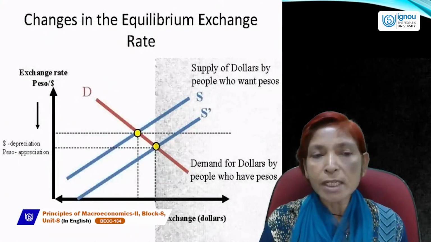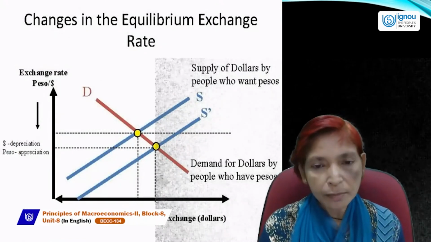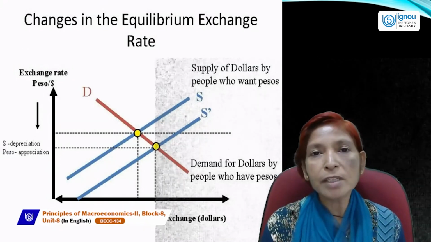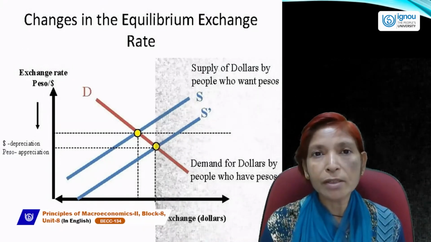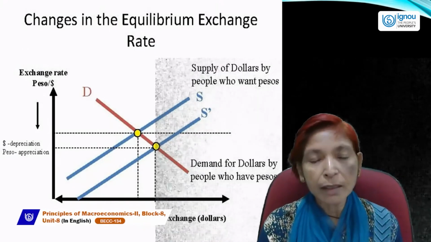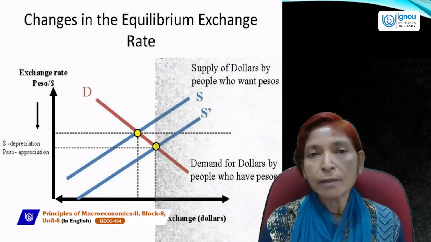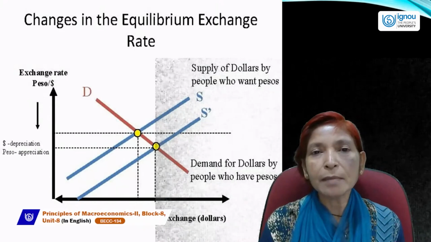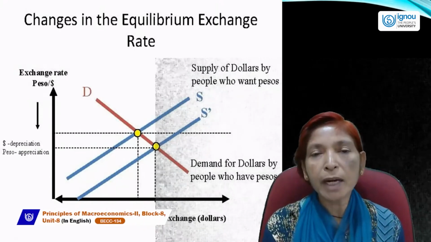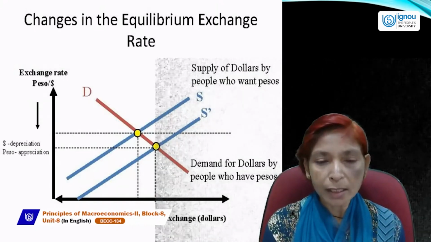Next is changes in the equilibrium exchange rate. The equilibrium exchange rate can also change. It depends upon demand and supply, so it can't always remain fixed. A fixed exchange rate system always remains fixed because it was fixed by the government and it can't be changed by any other person. But the floating or flexible exchange rate system is determined by the forces of demand and supply curves of foreign currencies.